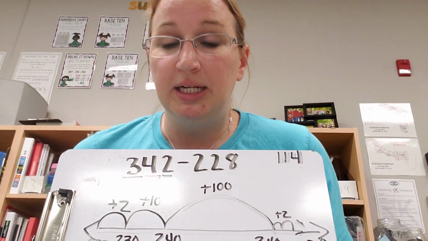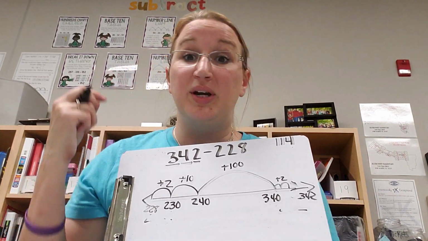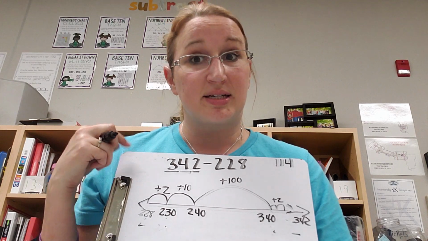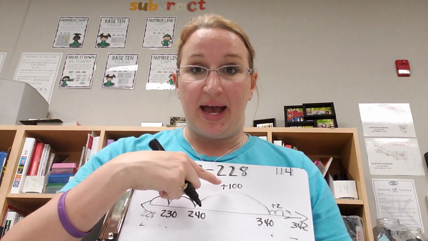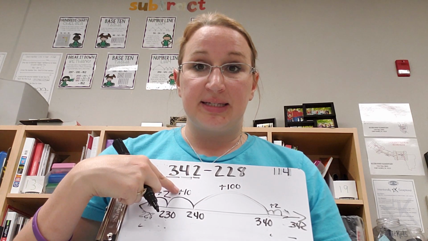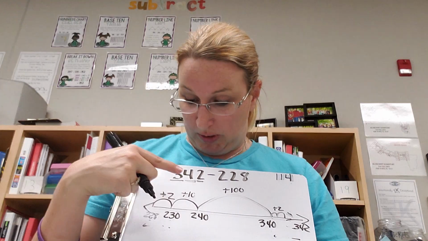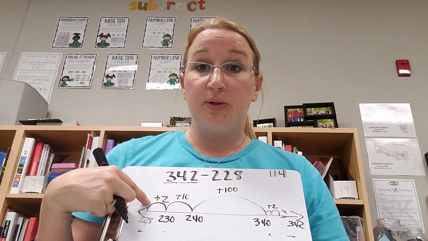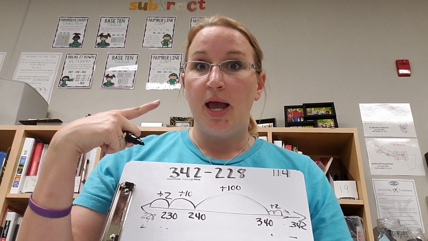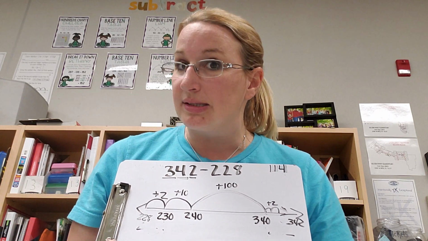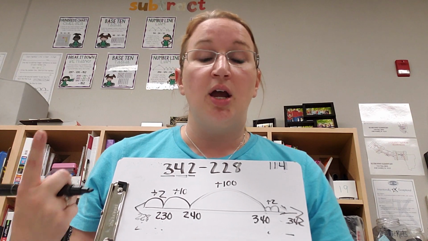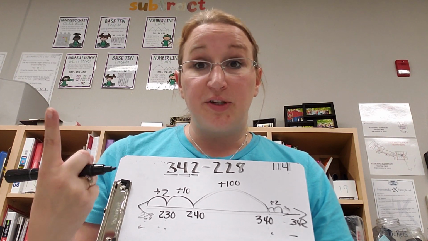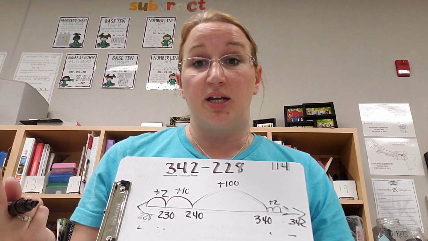Now what I do to get my answer to see if 114 is correct, I add what I jumped. So I add 100 plus 10 is 110, plus 2 is 112, plus 2 more is 114. And oh my goodness, isn't that what we just got using base 10 blocks? So we've solved it using base 10 blocks. We justified it using a number line.